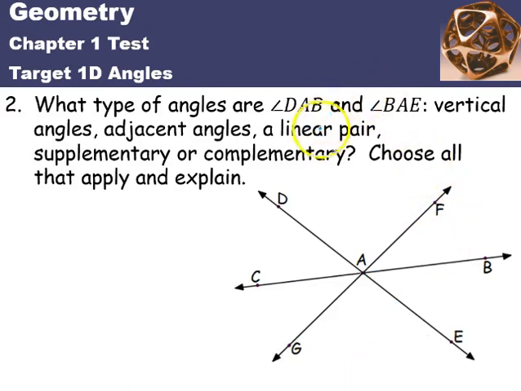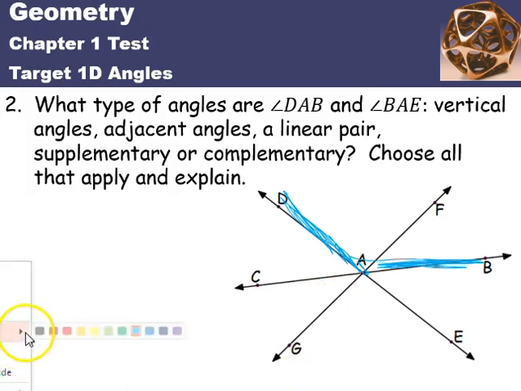Okay, so DAB. So this time I'm tracing angle DAB. Okay, only I traced DAG, not DAB. So angle DAB is the blue angle, and BAE is this red angle here.